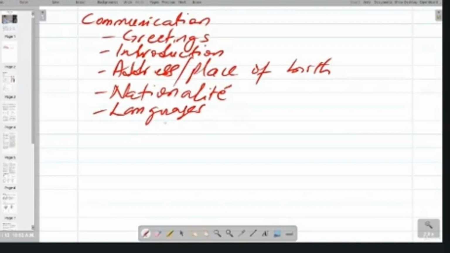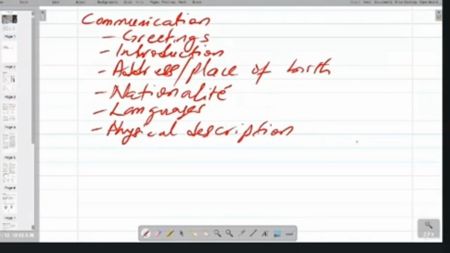You should be able to describe yourself. So, and describe other people too using adjectives. So we talk about physical description. Description of self and of others. So these are the key communication objectives that you must target. You must make sure that by the time you finish the unit, you are able to do these things.